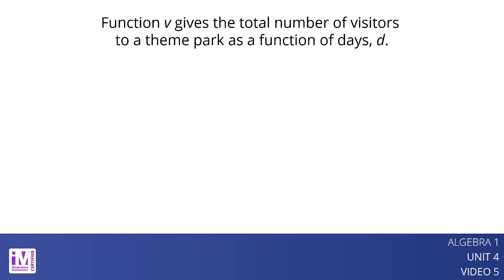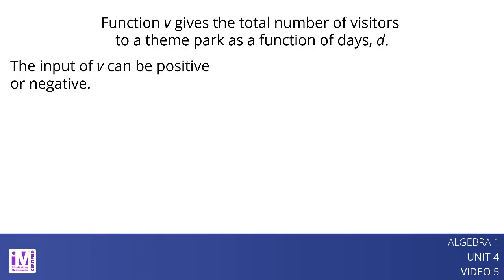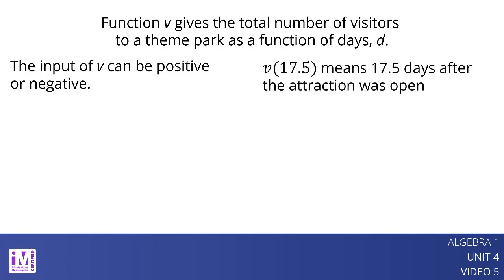Function v gives the total number of visitors to a theme park as a function of days d since a new attraction was open to the public. The input of v can be positive or negative. A positive input means days since the attraction was open, and a negative input means days before the attraction was open. The input can also be whole numbers or fractional. The statement v of 17.5 means 17.5 days after the attraction was open.